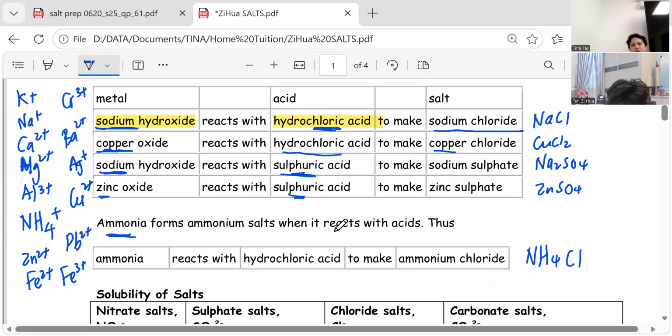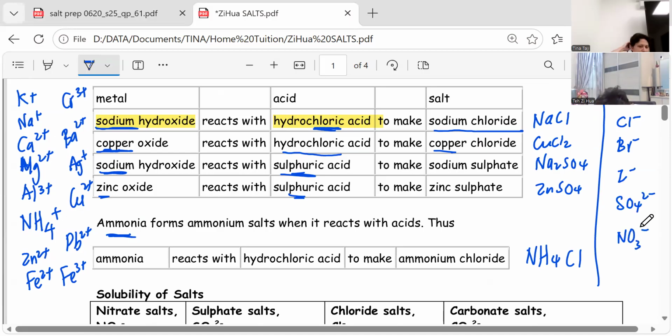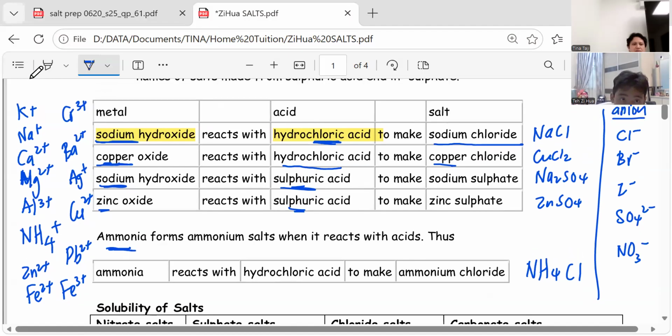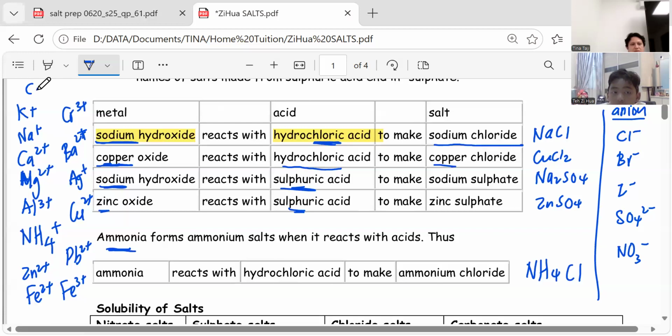So any of these cations can combine with any of the anions. So the anions are chloride, bromide, iodide, sulfate, and nitrate. Do they all look familiar? Okay. So can you write down this list of anions and this list of cations? This is not an exhaustive list. There's some more. It's just that we haven't learned them yet.